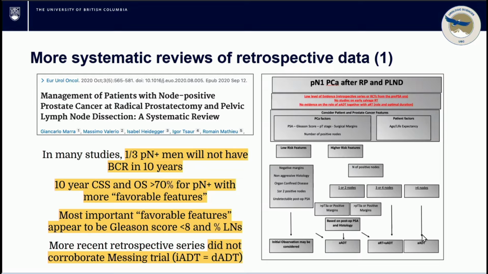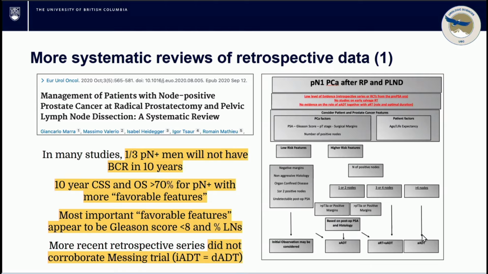Also, the overall survival and cancer-specific mortality at 10 years, if you have more favorable features, is better than 70%. So there's really a large group of people that aren't too bad off for being pathologic node positive. Of course, if you have pathologic node positivity, you might expect that you would also have PSM, EPE, seminal vesicle invasion, higher Gleason grade, and that's fine.